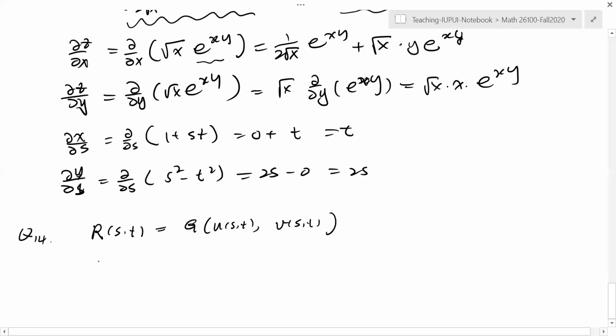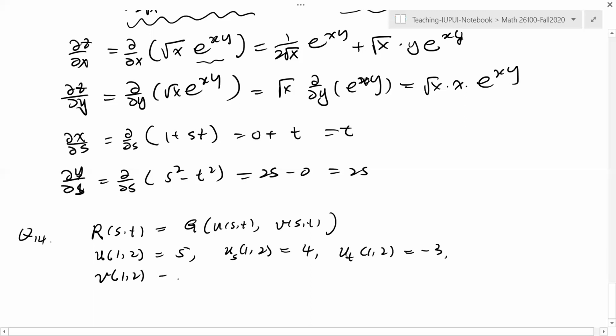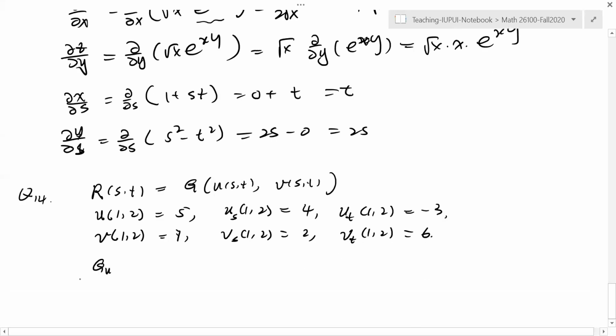Okay? And we know that u, when s and t are 1 and 2, has a value of 5. The derivative of u with respect to s is going to be 4, the derivative with respect to t is going to be -3, and the value of v at that point is 7. vs will be 2, and vt at that point is going to be 6. We also should know the derivative of g with respect to u is going to be 9.